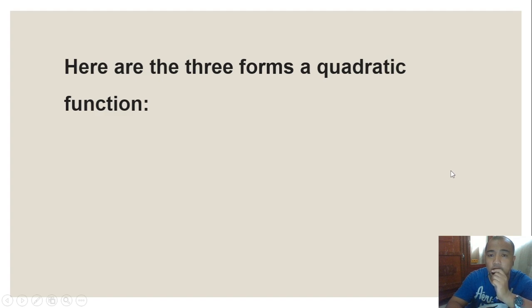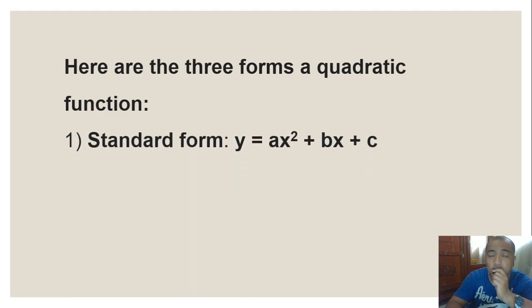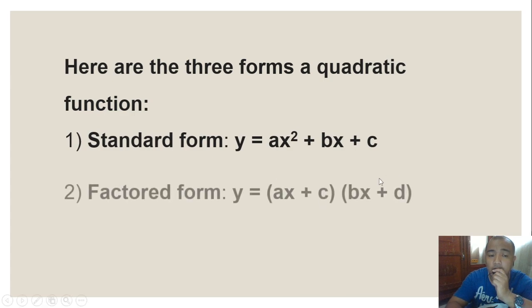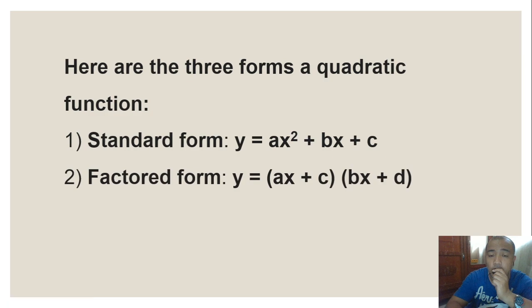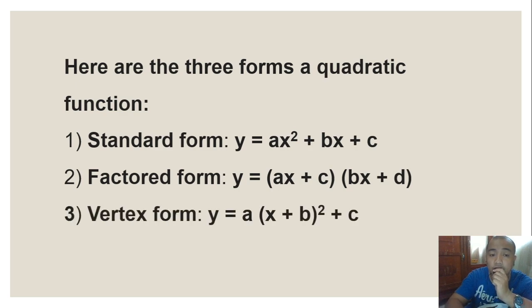Here are the three forms of a quadratic function. They can be in standard form, y is equal to ax squared plus bx plus c. They can be in factored form, y is equal to quantity ax plus c times quantity bx plus d. And also, they can be in vertex form, y is equal to a times the quantity x plus b squared plus c. In our succeeding lessons, we will learn also how to convert the standard form of a quadratic function to its vertex form, or vice versa.